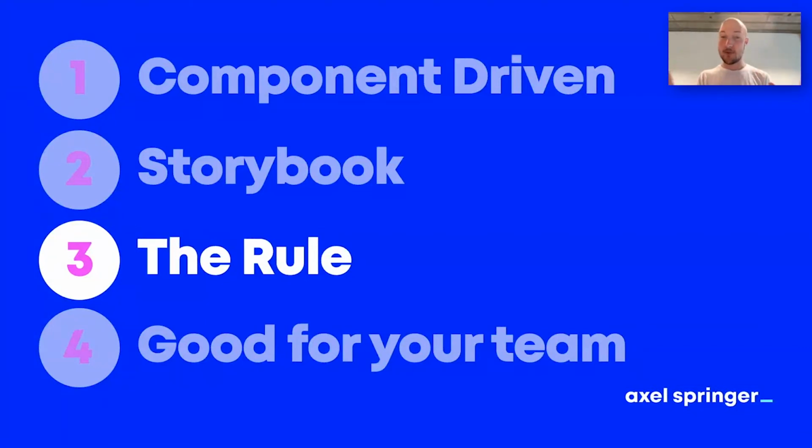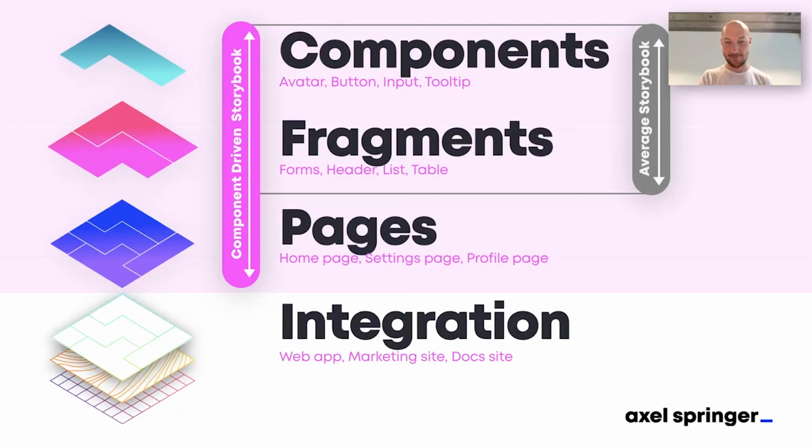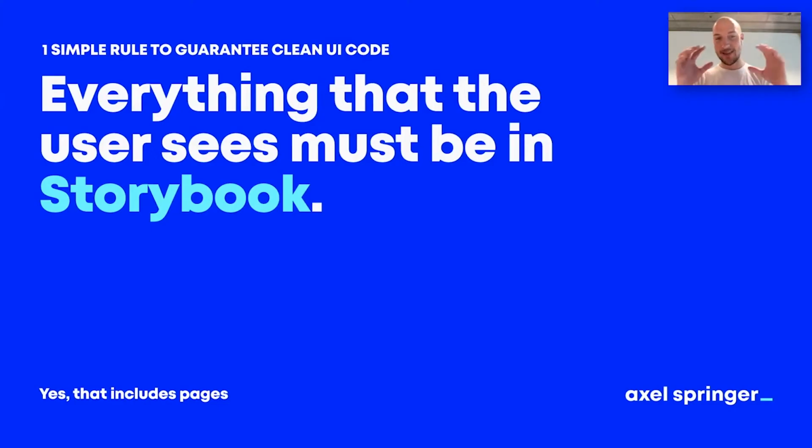So this brings me to this number one rule that I think you should all adopt. And that's, let's see, my slide is loading here. Come on. All right. The one rule that I found to guarantee clean UI code is that everything that the user sees must be in your Storybook. I think if you follow this rule, and yes, you also include the pages, then you really get to a place where your UI is super, super clean and simple.